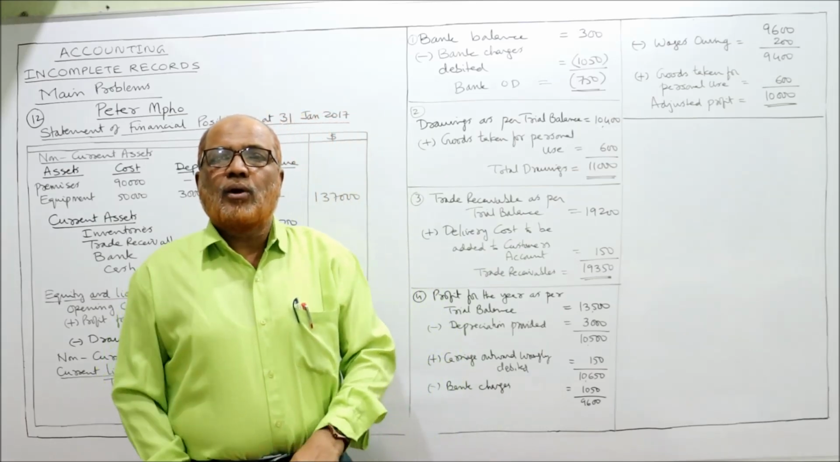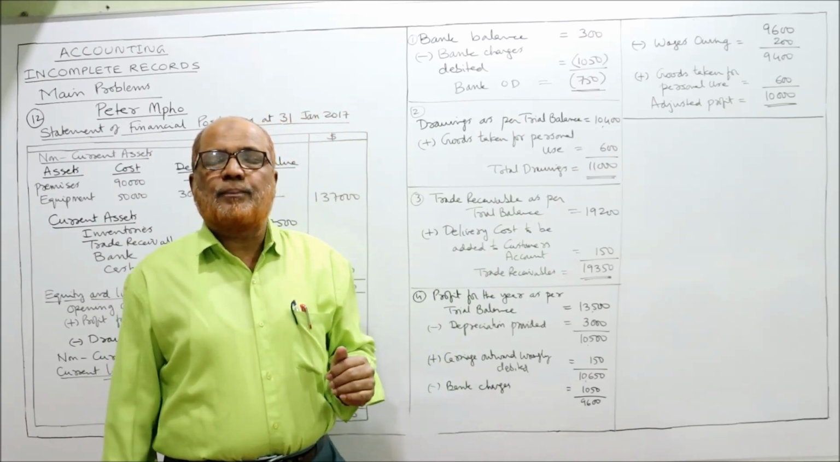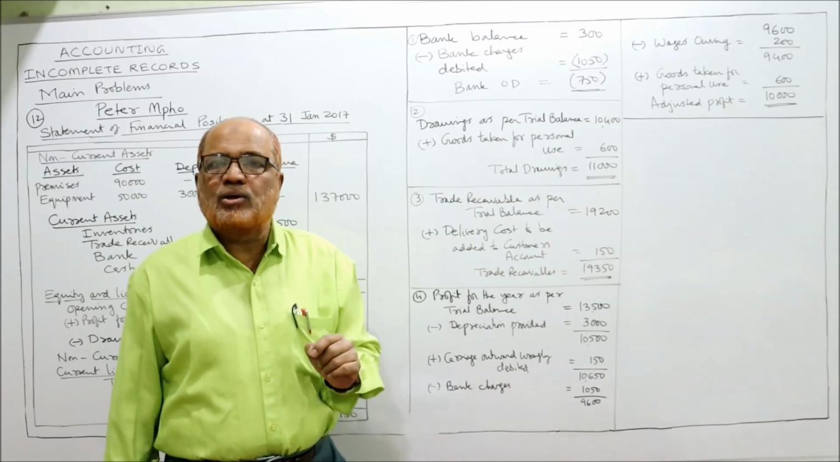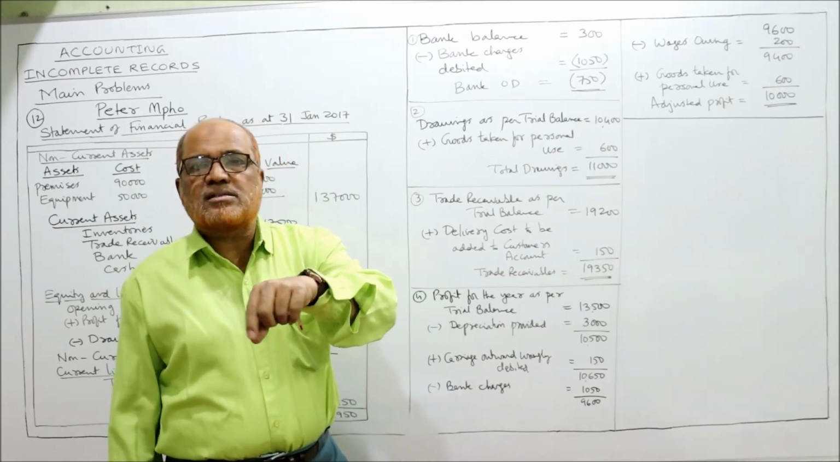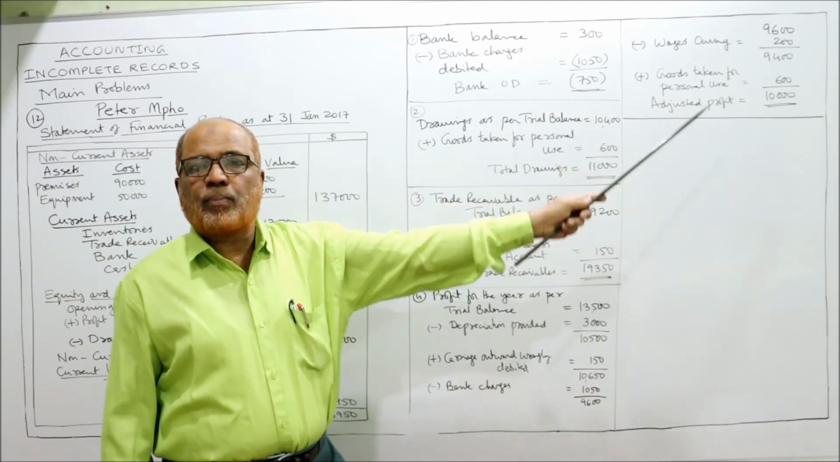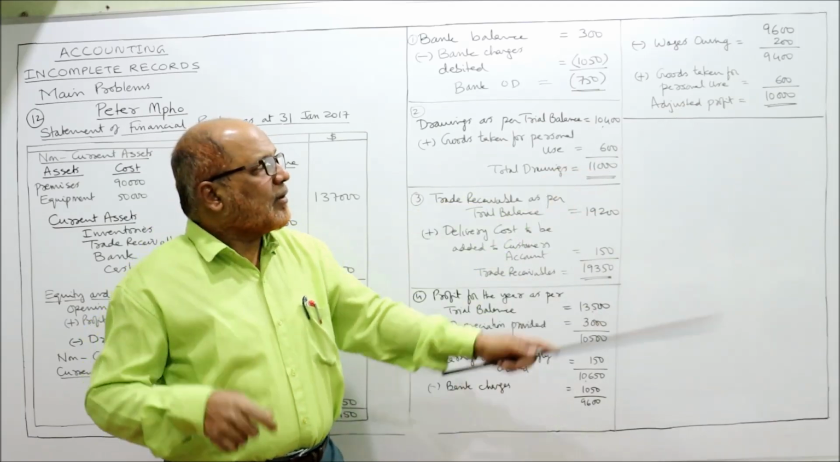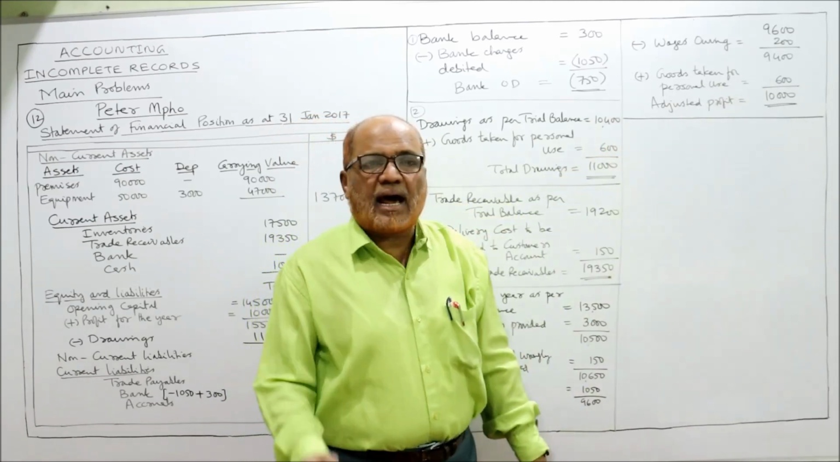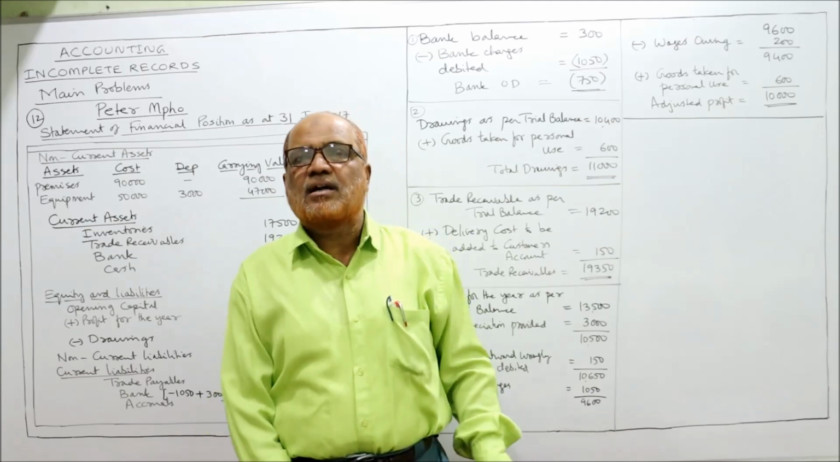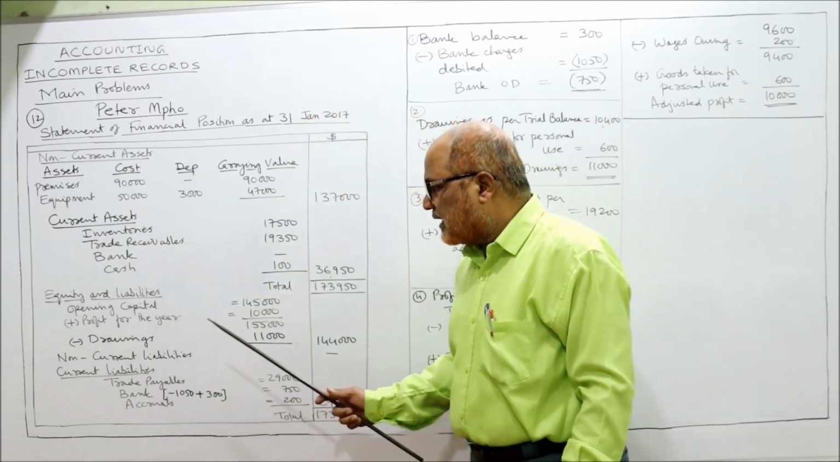Now finally, goods were taken over by the proprietor, the owner, for personal use, 600. So that 600 we have to add to drawings and also we have to add to the profit. Add to the profit. So 600 rupees goods taken for personal use. So the total adjusted profit is 10,000. Now take the 10,000 profit here.